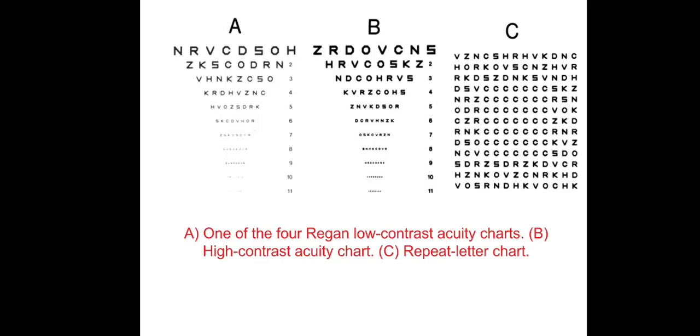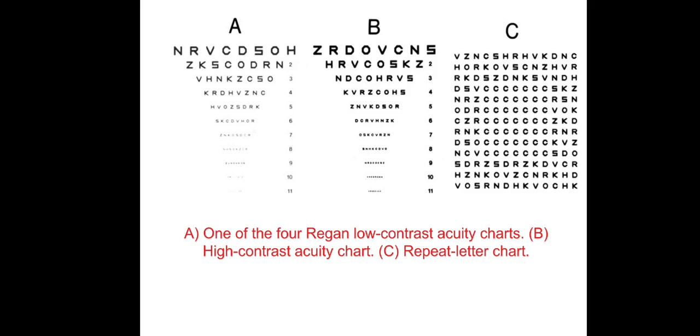So this is the chart. As you can see in the first and the second one, the letters are reducing. As the letters are reducing, that means the spatial frequency is narrowing, and the patient's vision is good. And the C chart is a repeated letter chart, mainly to identify equal sizes, for when the patient says that the lower ones can't be seen.